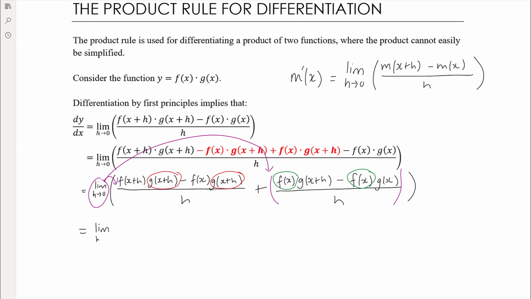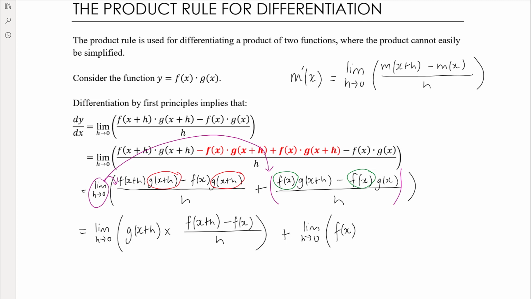So we're going to have the limit as h approaches 0 of, and I'm going to factor out that g of x plus h, and then left in the fraction we've got f of x plus h minus f of x over h. And then plus the limit as h approaches 0, and this time I'm factoring out f of x, and left in the fraction I have g of x plus h minus g of x all over h.